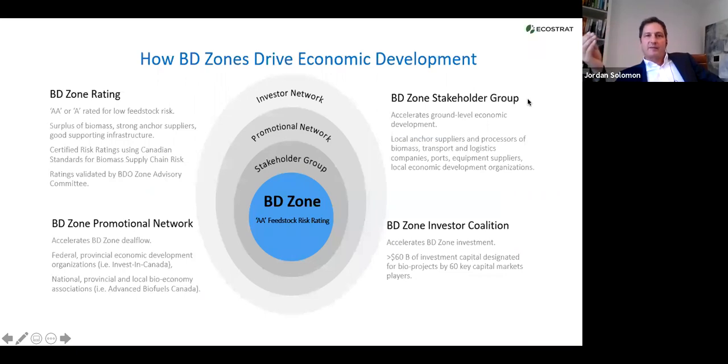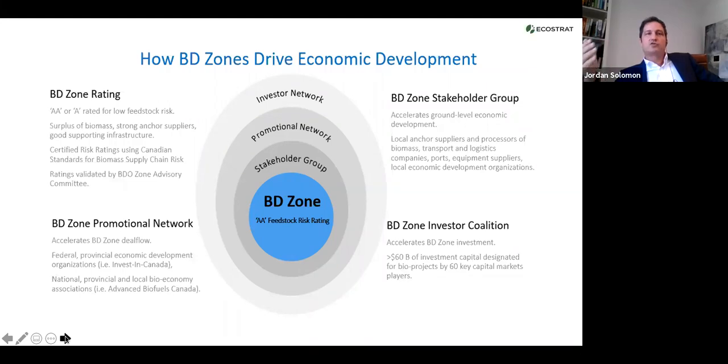So how does it drive economic development? It's really important to understand that the BD zone program is so much more than a credit rating for an area, so much more than a designation. The best way to think about it is that the designation, the AA rating, the BD zone rating, is the fuel that drives the motor. But the economic development motor is the promotional network and the investor network.